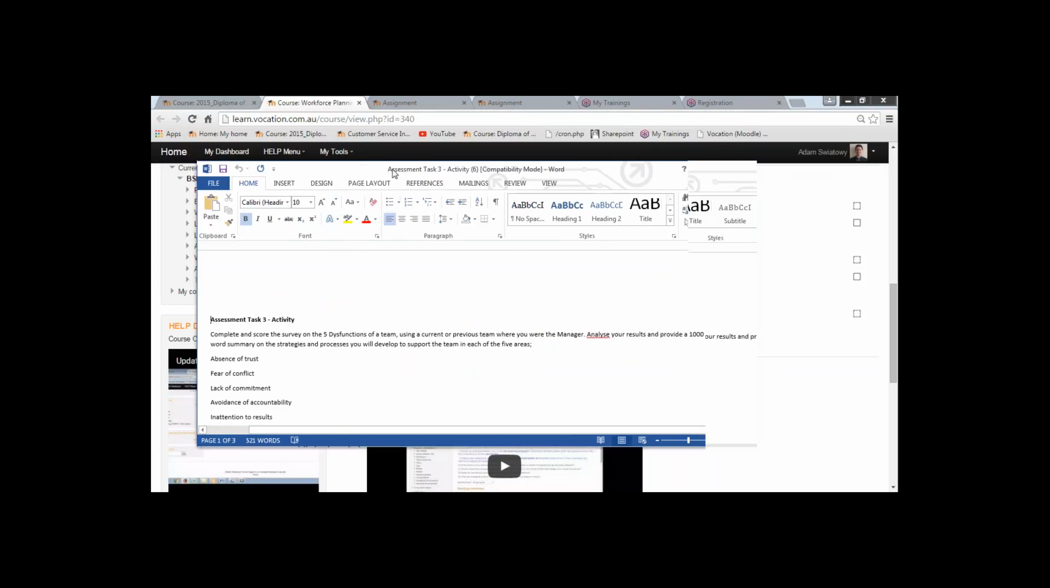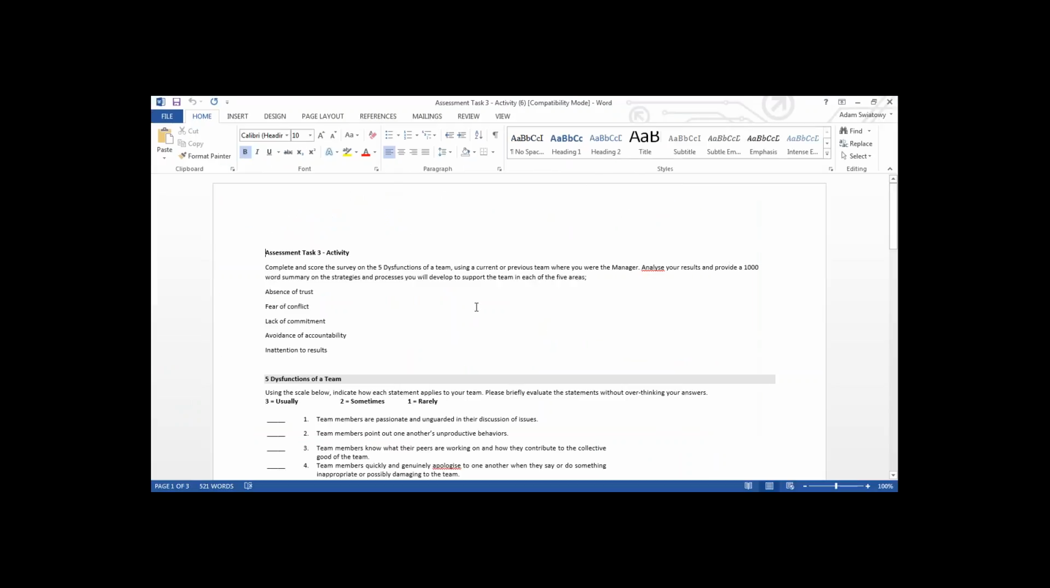For assessment task number 3, we need you to survey your team, or a team that you're working with or are familiar with, and score them on the 5 dysfunctions of a team that we talked about in the third resource support workshop. For more information, please have a look at your learning materials and listen to the third resource support workshop. We want you to talk about each of these 5 dysfunctions: the absence of trust, fear of conflict, lack of commitment, avoidance of accountability, and inattention to results.